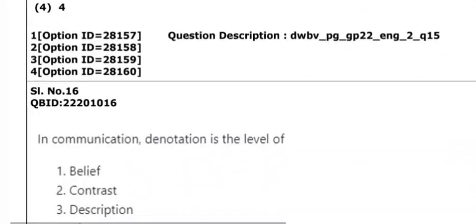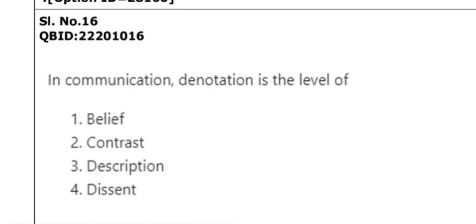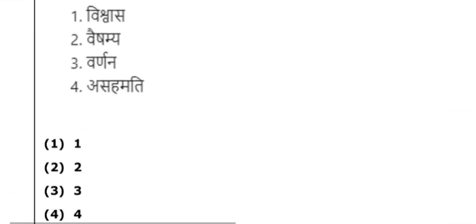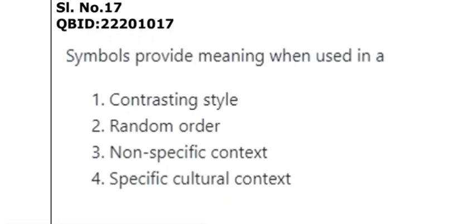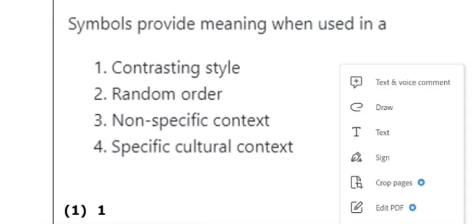Then number 16, in communication, denotation is the level of what? Belief, contrast, description, dissent. Number 16, it will be description. Number 17, symbols provide meaning when used in what? Number 1, contrasting style. Number 2, random order. Number 3, non-specific context. Number 4, specific cultural context. Okay, it will be option D. Symbols provide meaning when used in a specific cultural context.